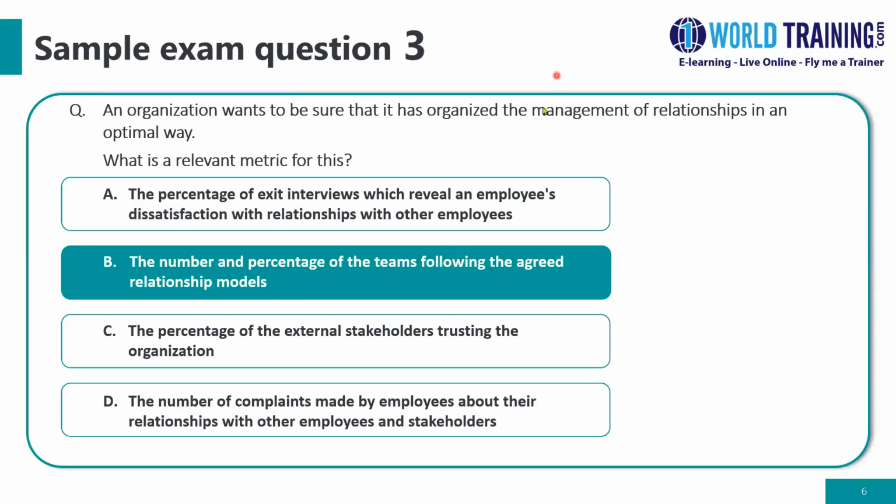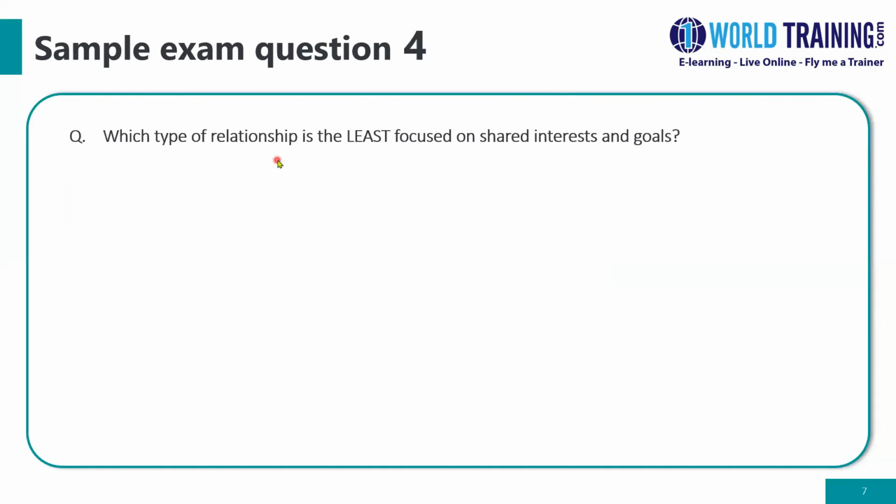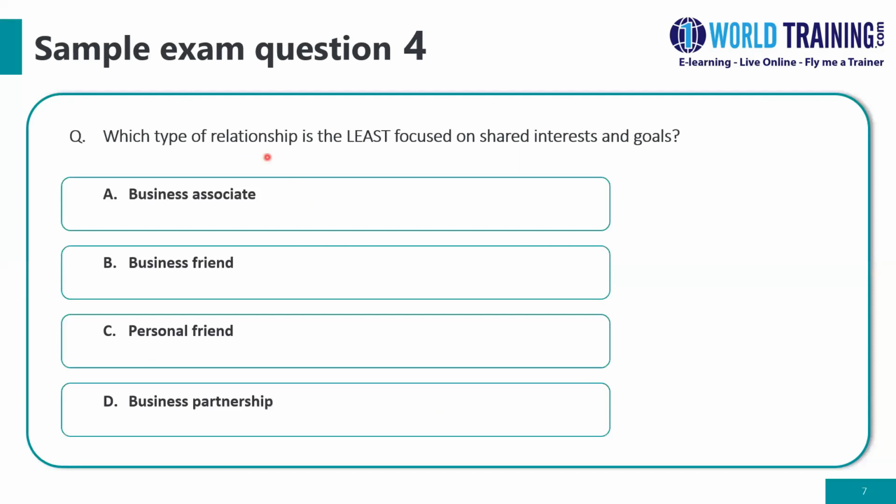We now move on to the next question, number 4. Which type of relationship is the least focused on shared interests and goals? A, business associate, B, business friend, C, personal friend, D, business partnership. So the sharing of interests and goals is least in which one? In the business associate, the degree of communality is quite low. Therefore, that would be the correct one.